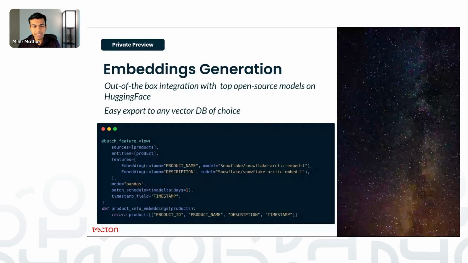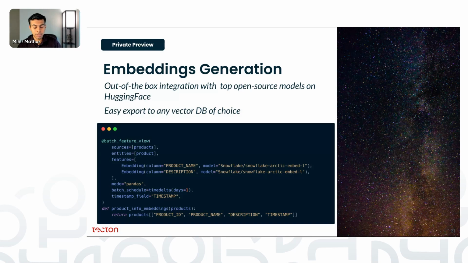What this gets you is integration with top open source models on Hugging Face, and easy export to any vector database of choice. We have a very easy way of exporting to vector databases like Pinecone, Milvus, any of the top ones. The reason we chose this approach is that we believe vector databases are currently evolving really rapidly, and there's no clear winner that everyone is going towards. Across our customers, people had made different choices, and we wanted to support an approach which worked for everyone.